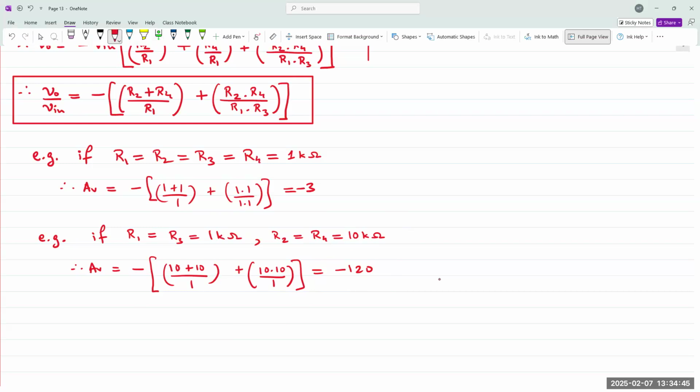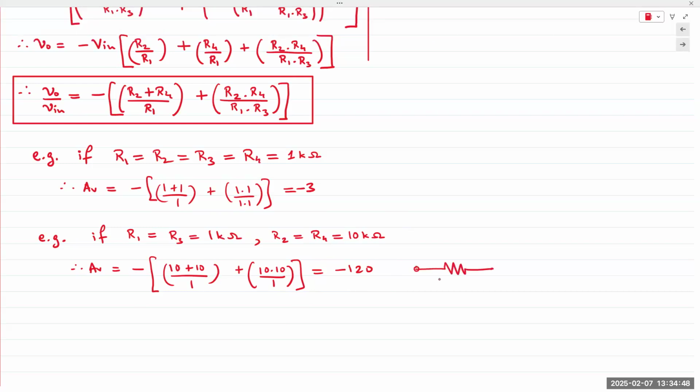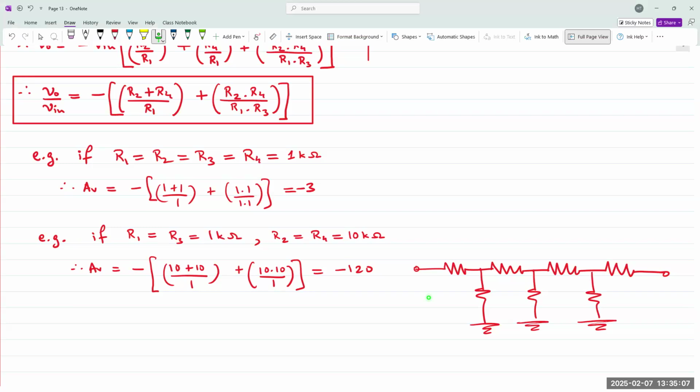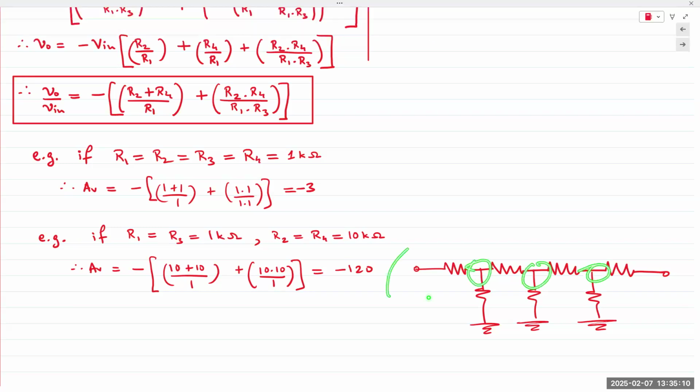You could also possibly design something like this. The analysis would work the same way. You would write KCL at every step, and you move from one step to the next until you have V out and V in in the same expression. Okay. All right, questions?